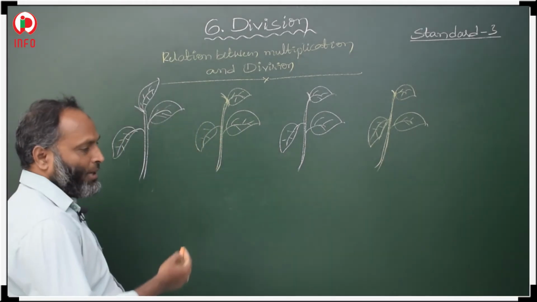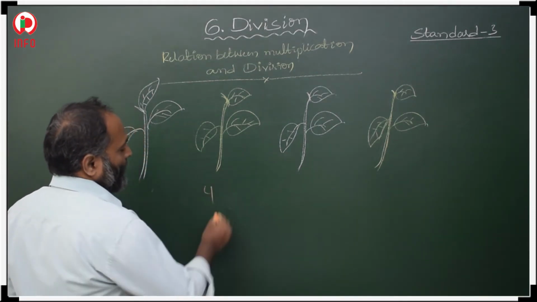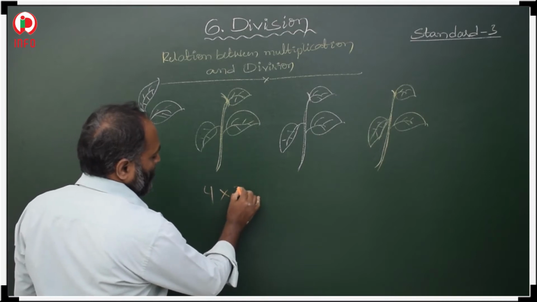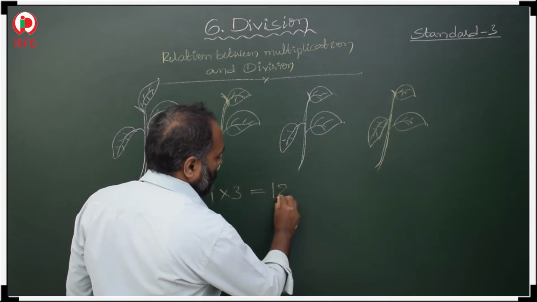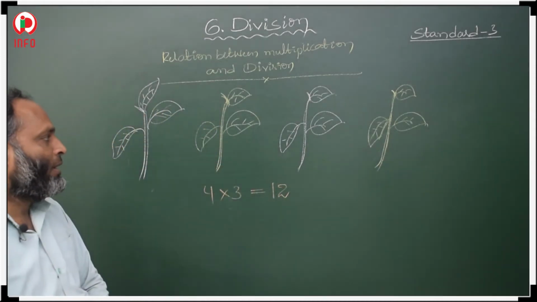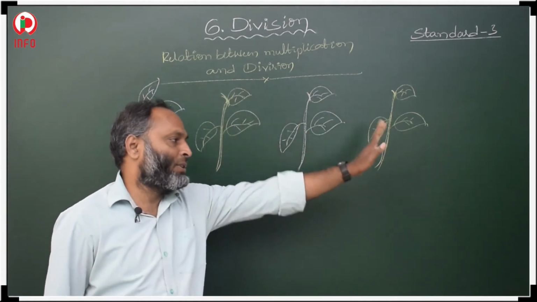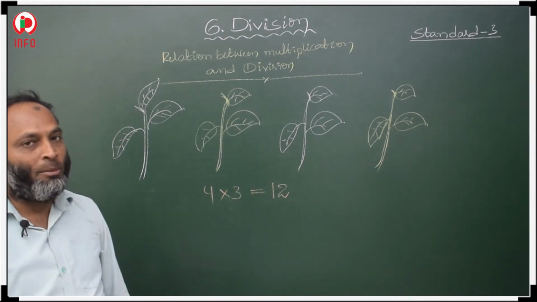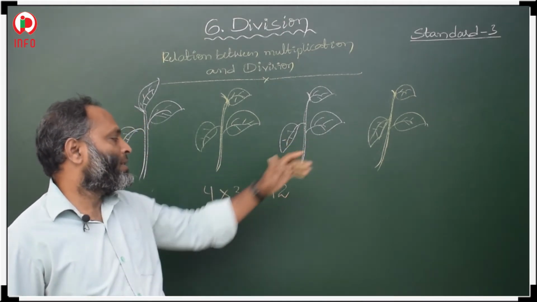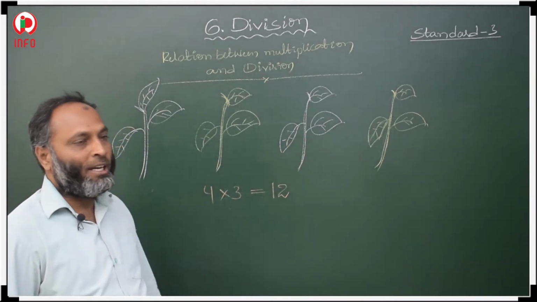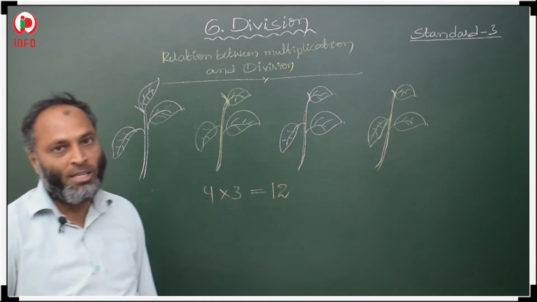Then how to represent this in multiplication? Total how many bunches were there? 4. Then how many leaves are there in each? 3. 4 into 3. 4 3s are 12. So it is repeated addition, no? 3 plus 3 plus 3 plus 3. Repeated addition. Then how to represent repeated addition? In multiplication. So total 4 bunches were there, in 4 bunches, 3 leaves in each. That is 4 3s are 12. This is the multiplication fact.